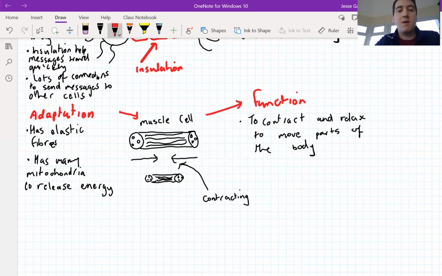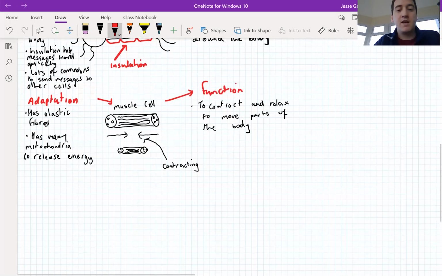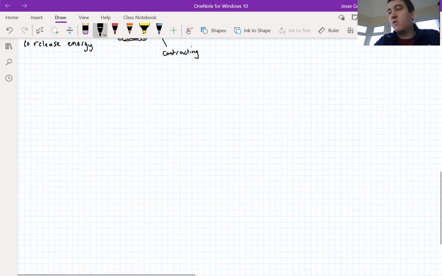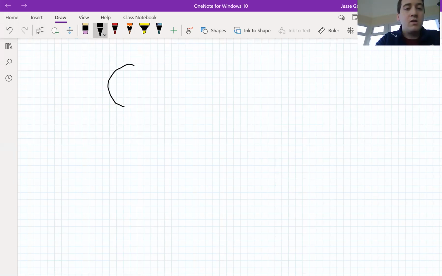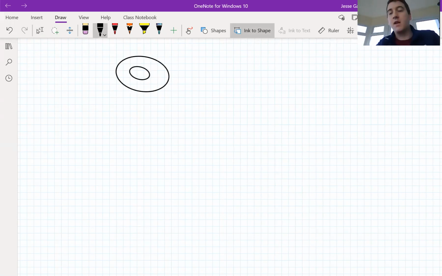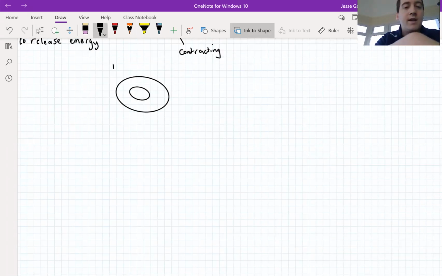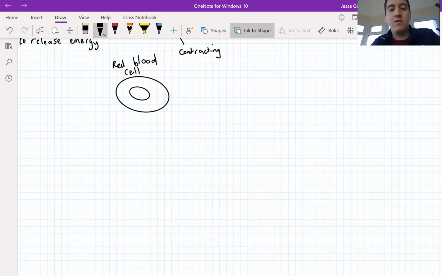So the elastic fibers and the many mitochondria are the adaptations that make the cell good at doing this particular job. We're going to look at one more cell. I'm drawing a circle, and inside that circle, I'm drawing another circle. Now, this is what it looks like from the top down. This is a red blood cell. They're one of the main types of cells in your blood. We do have other types of cells as well, but these are the cells that make your blood look red.